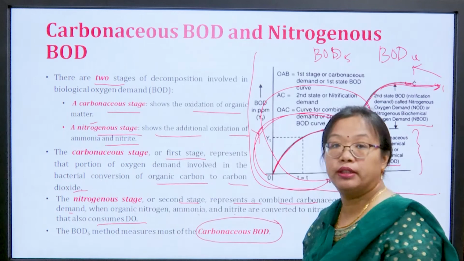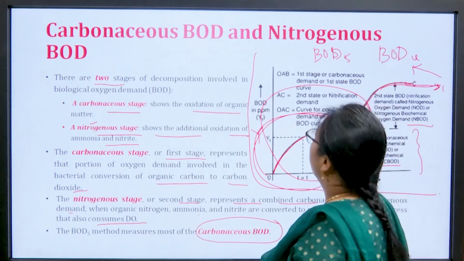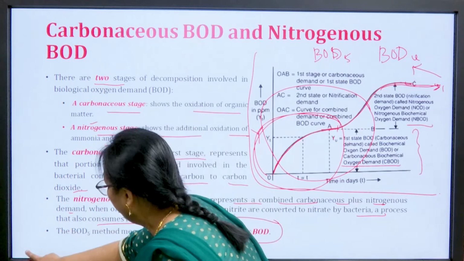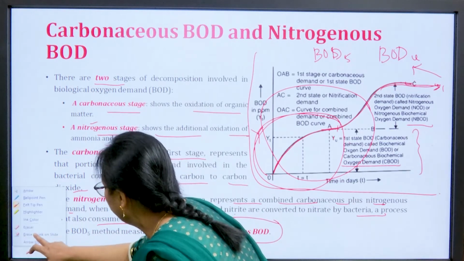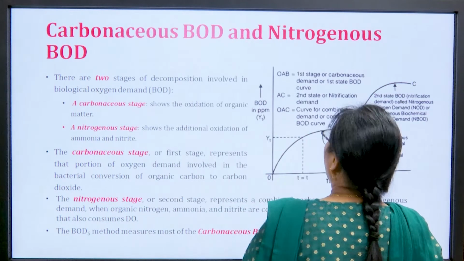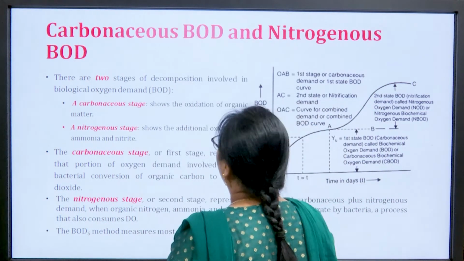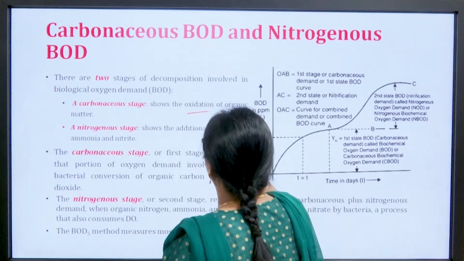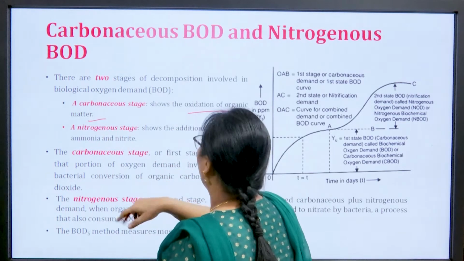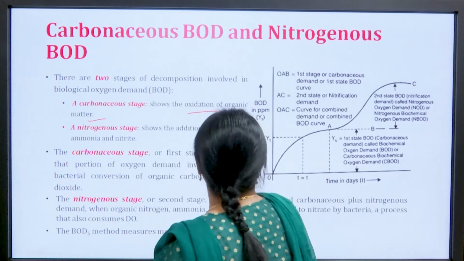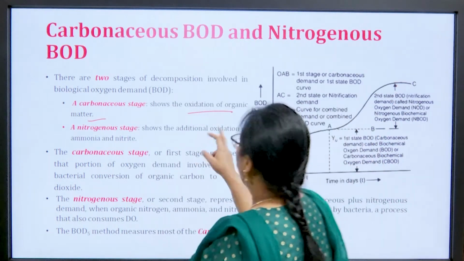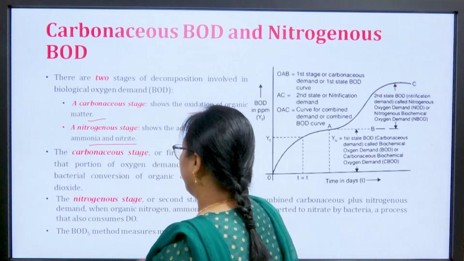Let us wrap this up once more: carbonaceous BOD and nitrogenous BOD. When you talk about BOD, there are two phases of BOD, the carbonaceous and the nitrogenous part. Carbonaceous will show the oxidation of organic carbon or organic matter. The nitrogenous part will show this part plus the additional oxidation of ammonia and nitrite.